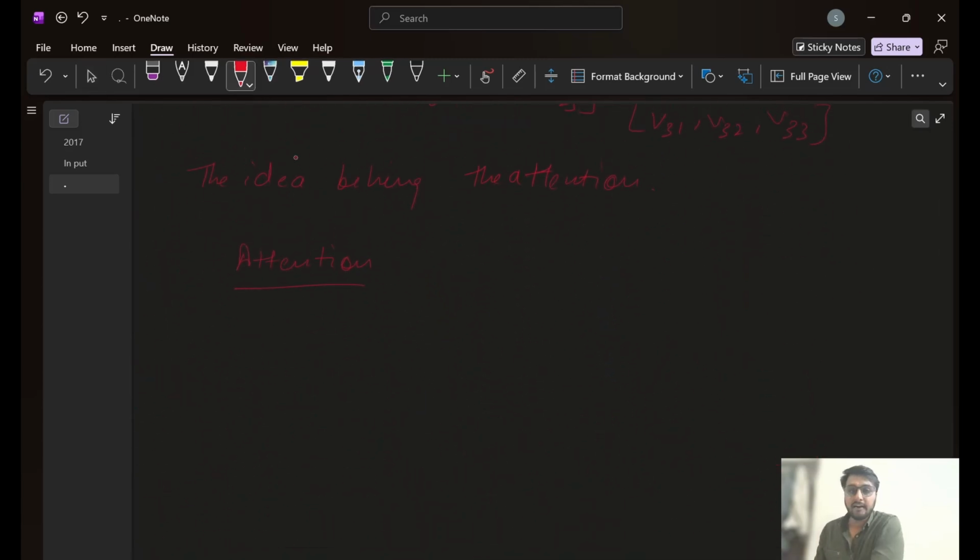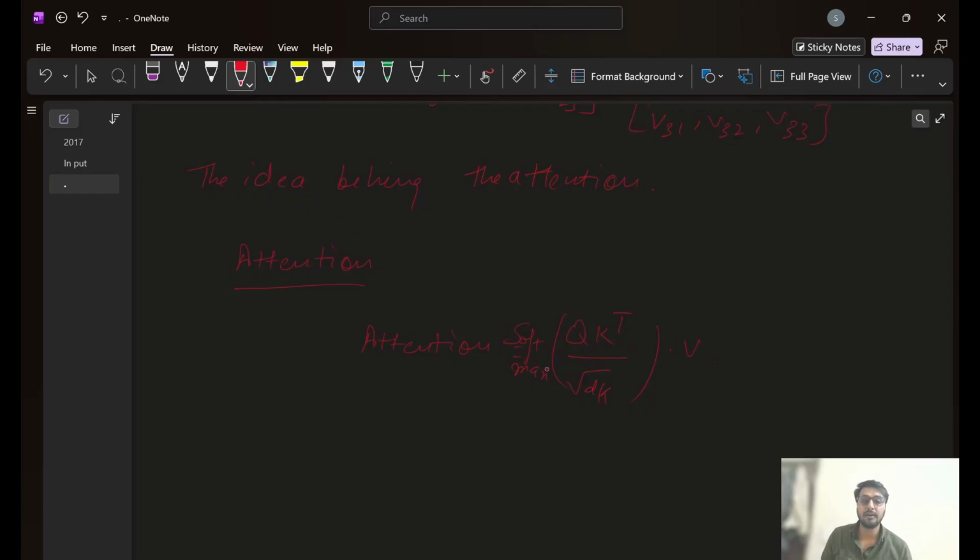Now in attention, how do we compute attention? The attention output will be query times key transpose divided by root dk, and we apply the softmax function and then multiply by v.